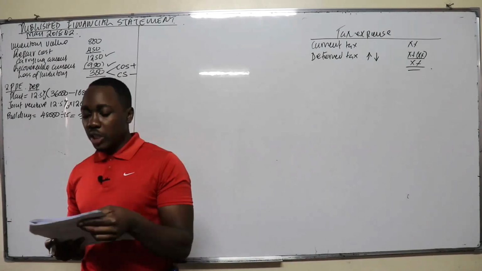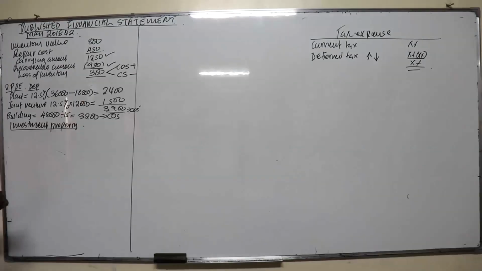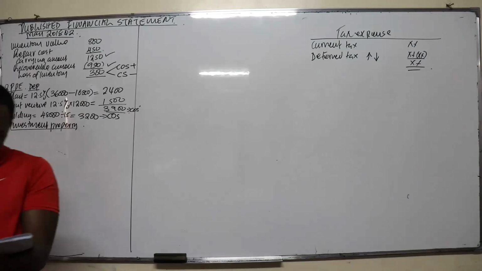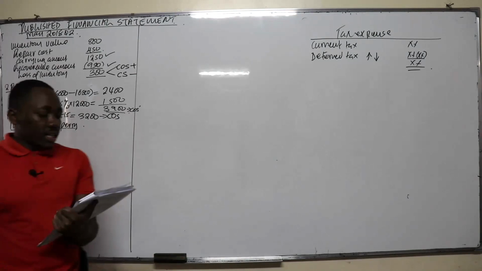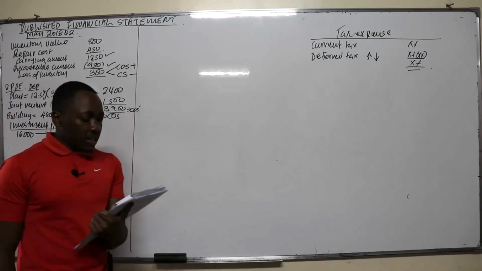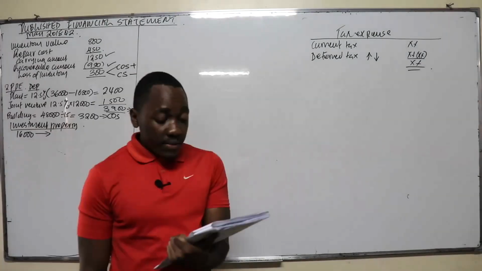So let's go back to the trial balance. How much was the value of the investment property? Investment property. How much is the amount? 16,000. You are told that on 1st October 2017, a qualified surveyor valued the investment property at 13,500.